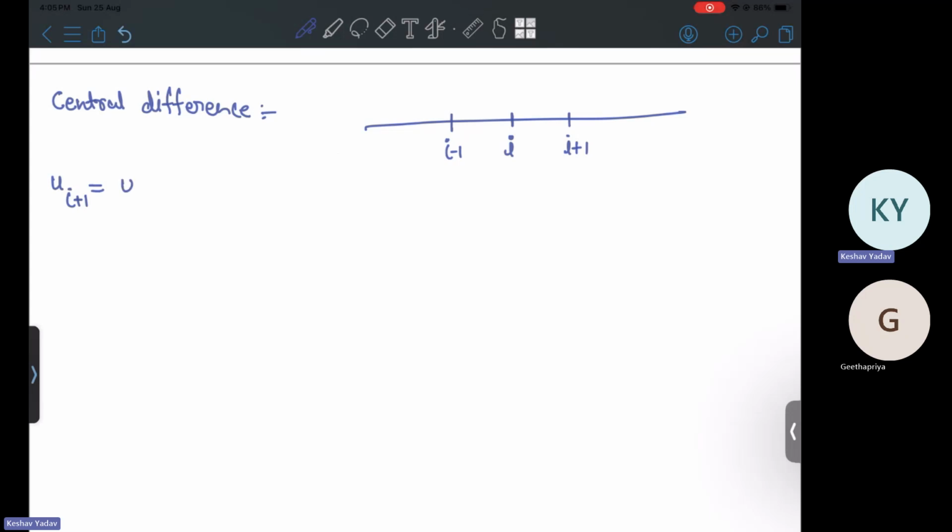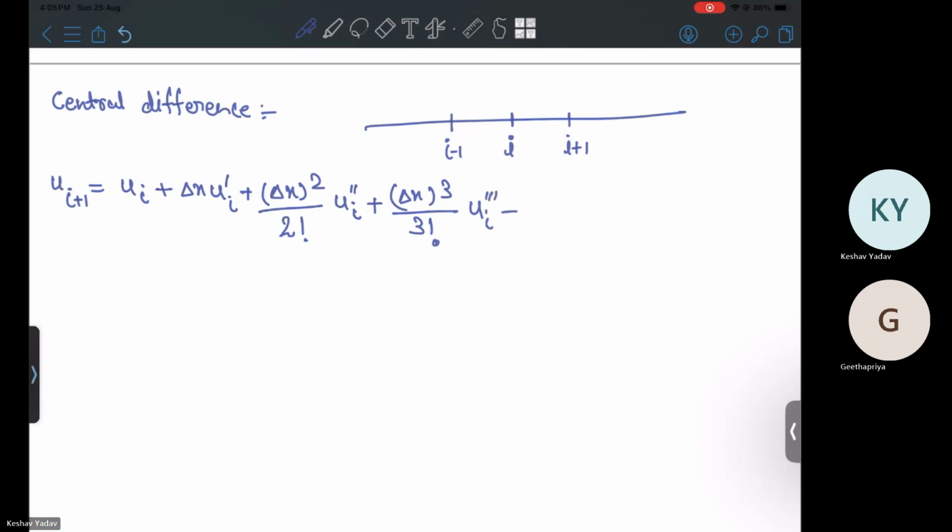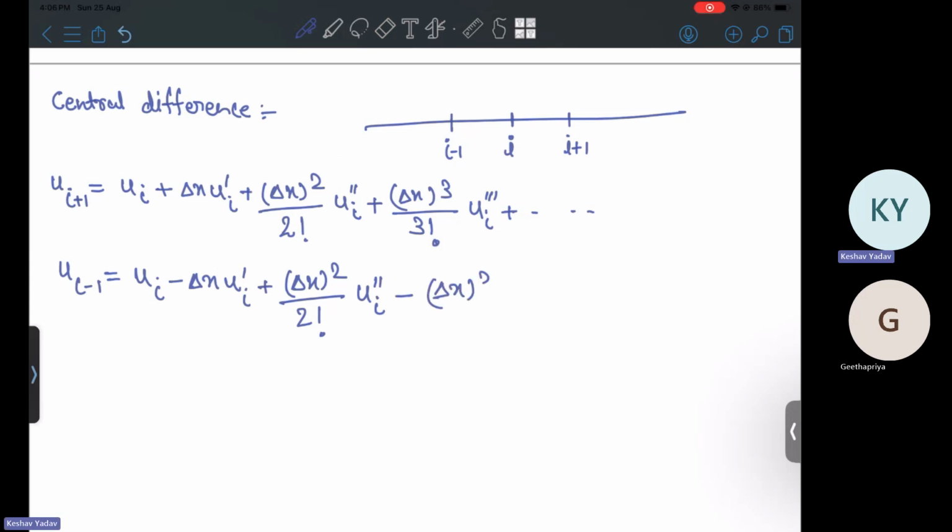So u(i+1) will be equal to u_i plus delta x u_i prime plus delta x square upon 2 factorial u_i double prime plus delta x cube upon 3 factorial u_i triple prime, and so on. Similarly, if I write u(i-1), that will be equal to u_i minus delta x u_i prime plus delta x square divided by 2 factorial u_i double prime minus delta x cube divided by 3 factorial u_i triple prime plus so on. The odd terms will be negative and the even terms will be positive.